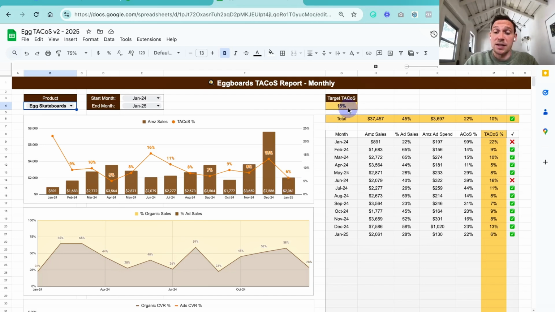It's less than half of what it should be, which is good on one end, because it means that I'm spending less and I'm going to take home more profit for this product this month. On the other hand, it also tells me that I could push a little more.